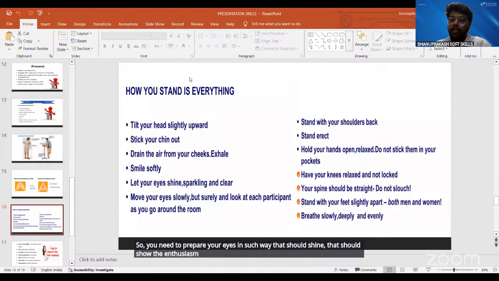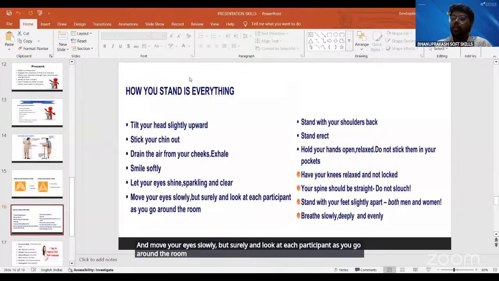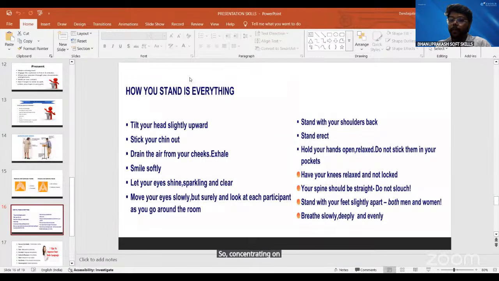And move your eyes slowly but surely and look at each participant as you go around the room. So concentrating on everyone is very important. And stand with your shoulders back and stand erectly and hold your hands open, relaxed. Do not stick them in pockets. This is what we already discussed.